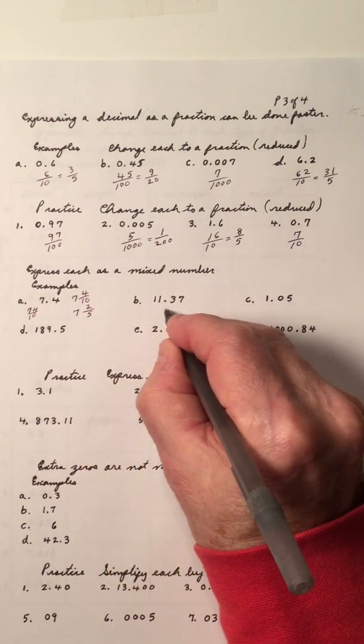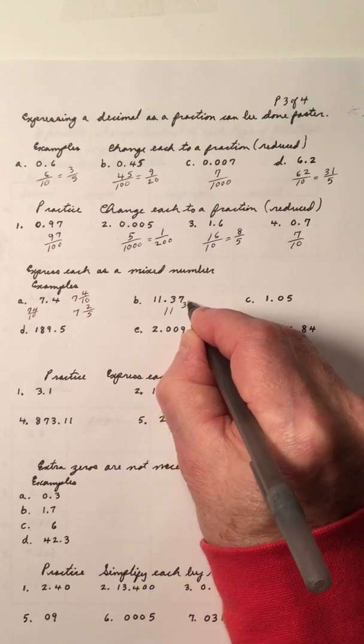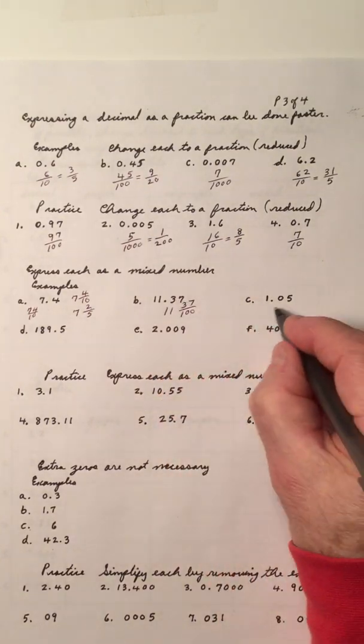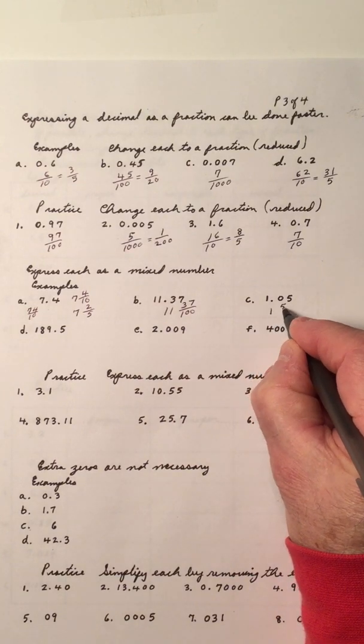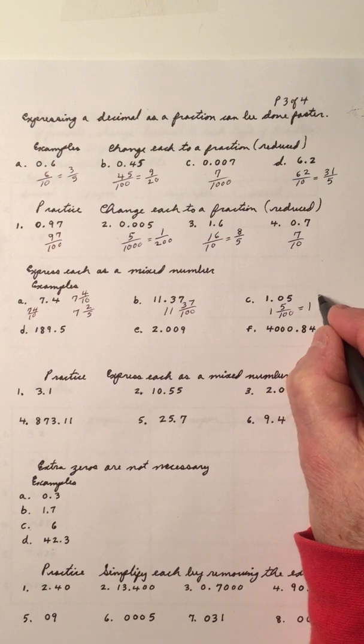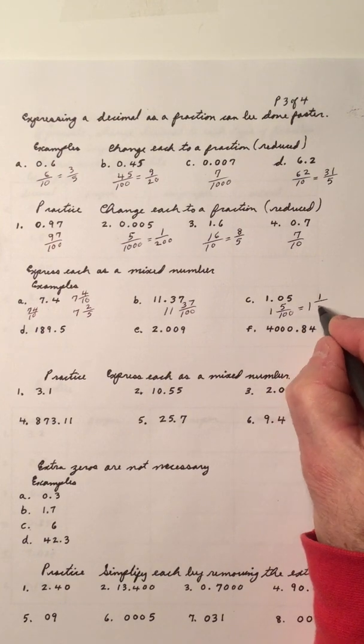So we have 11 and 37 over 100, because the 7 is in the hundredths place. We have 1 and 5 over 100. 5 is in the hundredths place. So that's 1. 5 into 5 goes once. 5 into 100 goes 20.